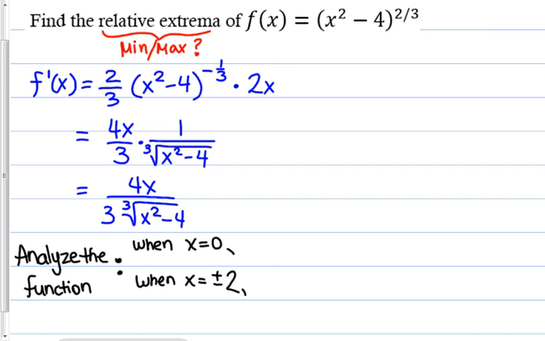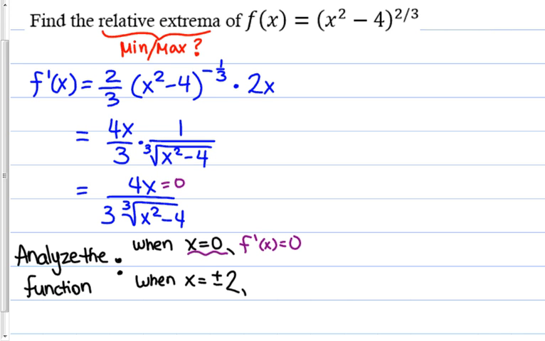It's a rational function, which means it's a fraction basically. So analyze the function. If I look at the top, 4x, I know, and you should know, that whenever the numerator equals 0, the entire thing is going to equal 0, right? Isn't that what we do? We set the derivative equal to 0. So if I have 4x equals 0, then x is going to be 0. So when x equals 0, my derivative equals 0.